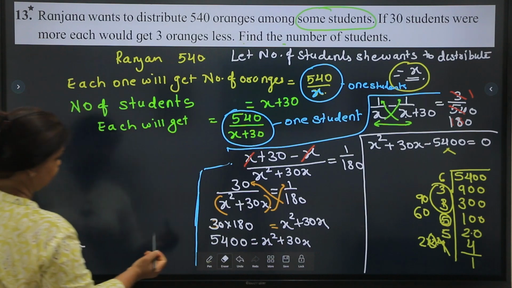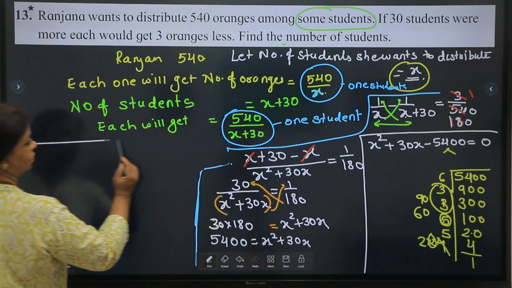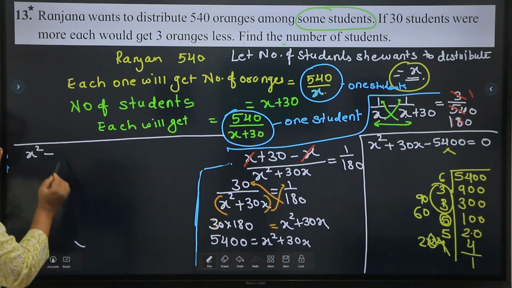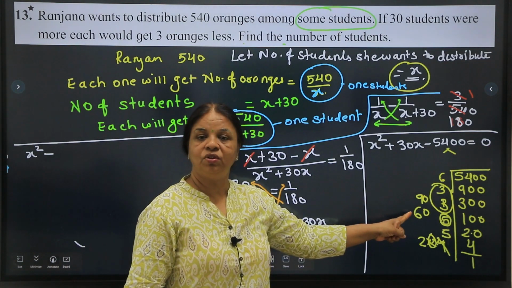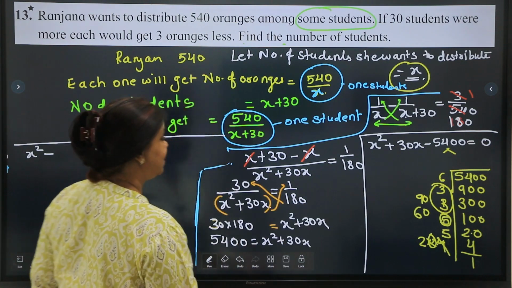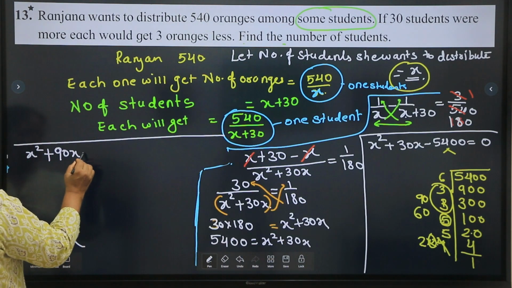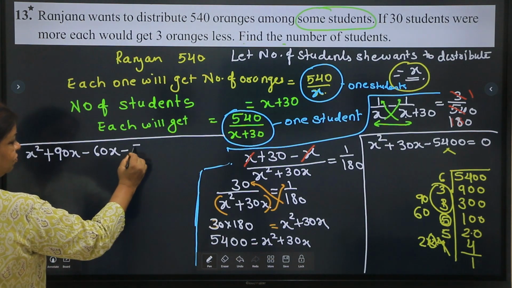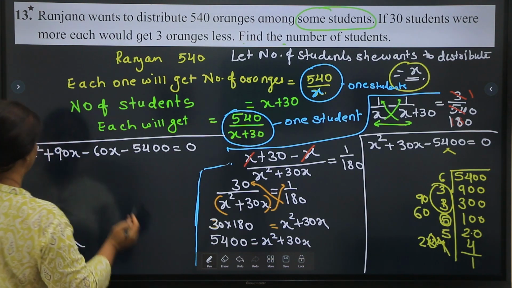What is my equation? My equation is x square plus 30x is there, na? And 90 and 60 are the two numbers which can be written in place of 30x. So plus 30x, plus 90x minus 60x, minus 5400 is equal to 0.